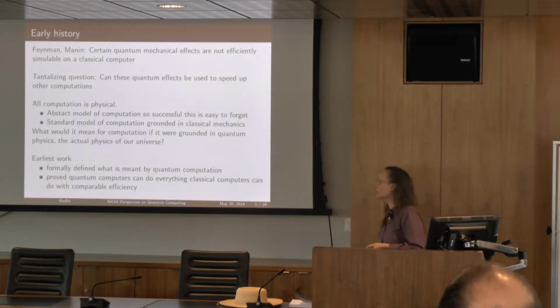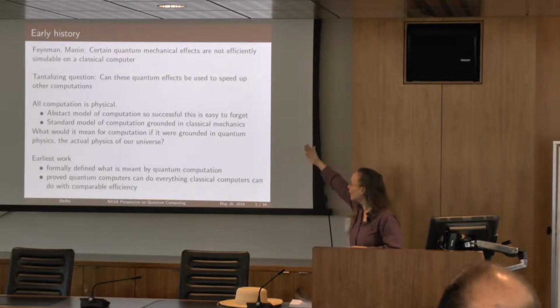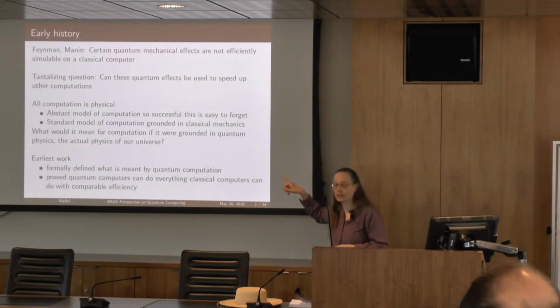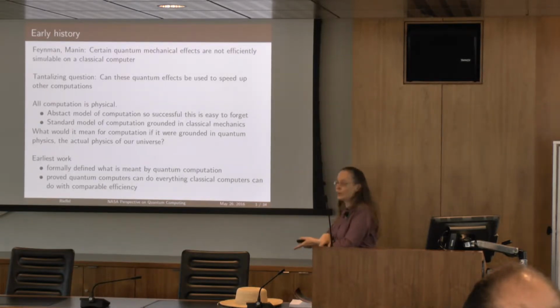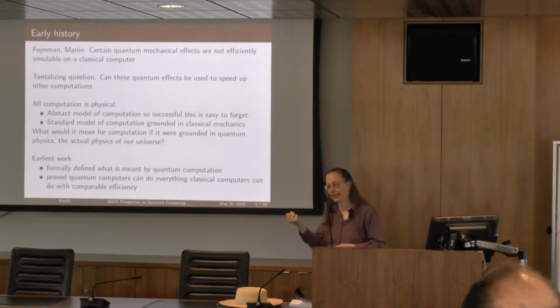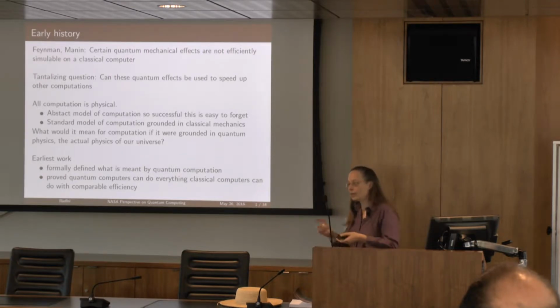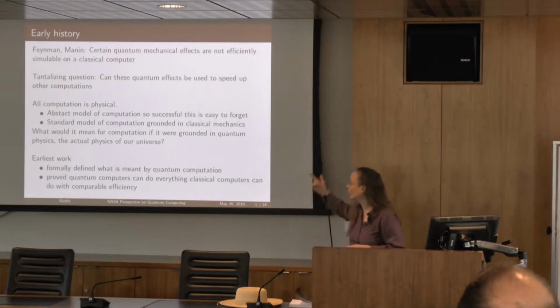So quantum computing really got started with a recognition by prominent people like Feynman and Manin that certain quantum mechanical effects are not efficiently simulable on a classical computer. And that's interesting in and of itself. But then you can turn the problem around and say, okay, we have these things that quantum mechanics can do very quickly, and you can't simulate them on a typical computer. Can we now make use of those effects to do more than just those fast simulations of the quantum effects? And it took a while for people to figure out what that might even mean.